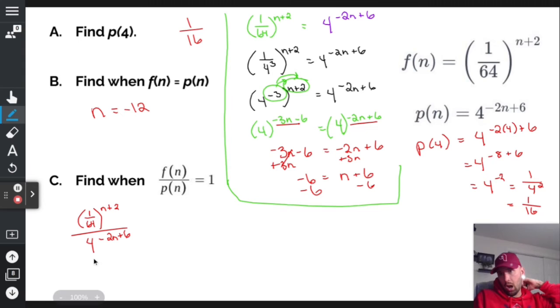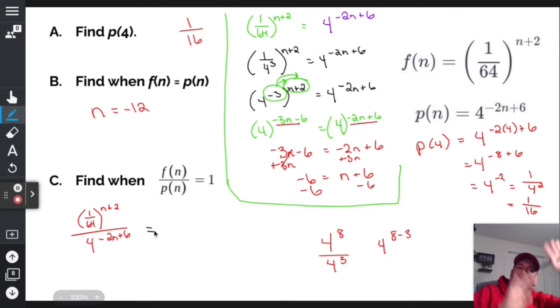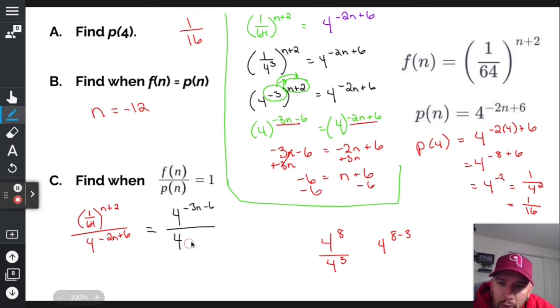Now, I can simplify something like this. If I have like 4 to the 8th over 4 to the 3rd, when they're the same exact base, you just subtract exponents. So you would get like 4 to the 5th power, right? Well, didn't I just turn that into 4 to the something power? I did. So using the same process, and we're going to wave our hands and pretend that we did everything again, we know that 1 over 64 to the n plus 2 is the same thing as 4 to the negative 3n minus 6. So once you have the same bases, you can do a little bit of manipulation.